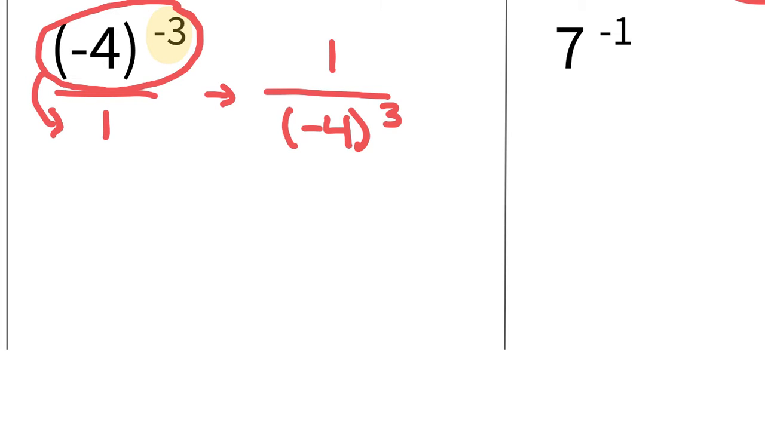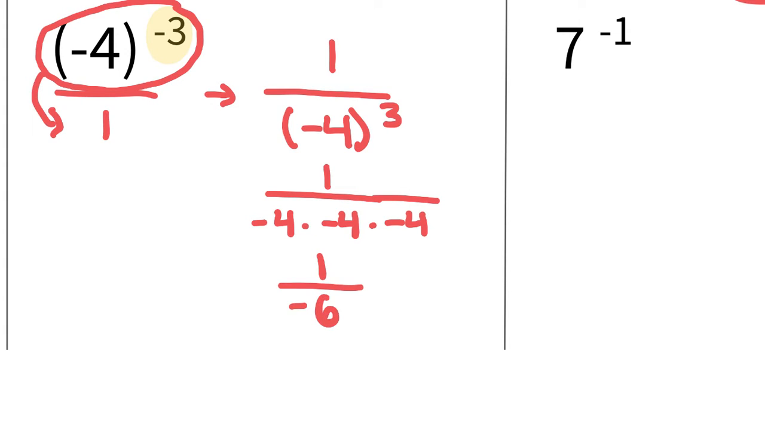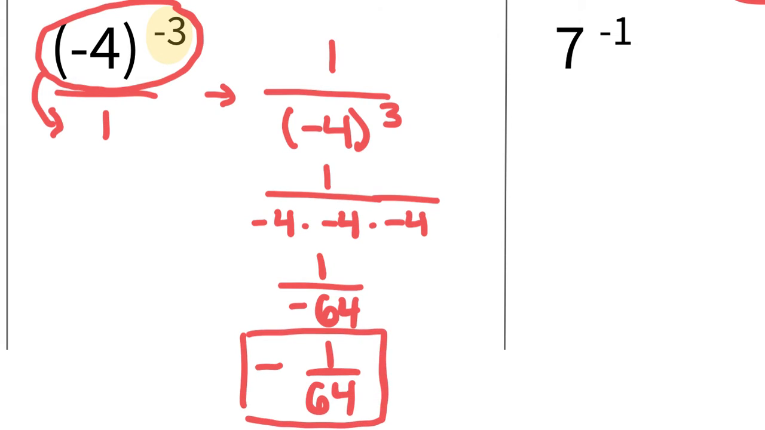Now I'm going to multiply negative 4 three times, however I'm going to include the negative 4. This becomes 1 over negative 4 times negative 4 times negative 4. And if I plug negative 4 times negative 4 times negative 4 in the calculator, it gives us negative 64. So this becomes 1 over negative 64, which I can rewrite as negative 1 over 64, showing that the negative just applies to the sign of the number.